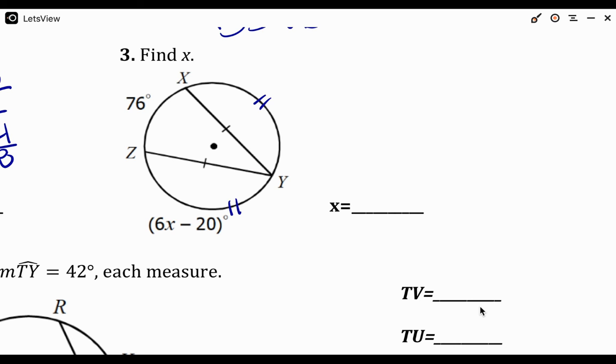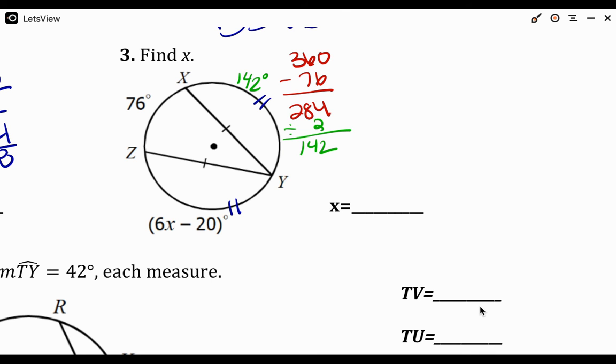Well, we know that 360 minus 76 is going to give us 284. 284 is both of these together. Well, if they're both the same, we can just divide that by 2 and get us 142. So each of these is 142.